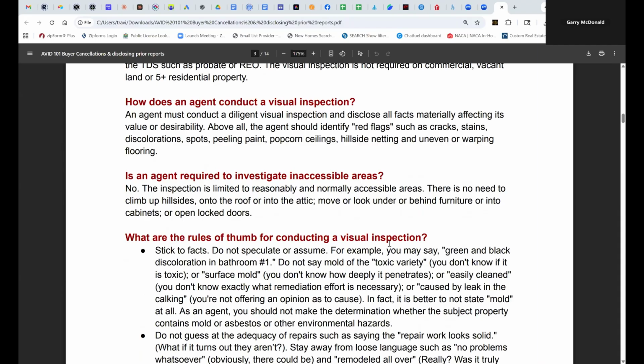Is an agent required to investigate inaccessible areas? That's a no. So we're not going into crawl spaces. We're not going up in the attics. We're not climbing on top of roofs. The inspection is limited to reasonably and normally accessible areas. There's no need to climb up hillsides, onto the roof, or into the attic. Move or look under or behind furniture or into cabinets or open locked doors.